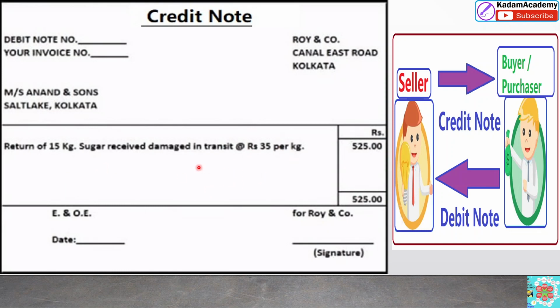This is one example for your purpose. Like this, the debit note number and invoice number, name, shipping address, billing address, all the things are given with the date and signature of the authority. So this is one sample form for the credit note.